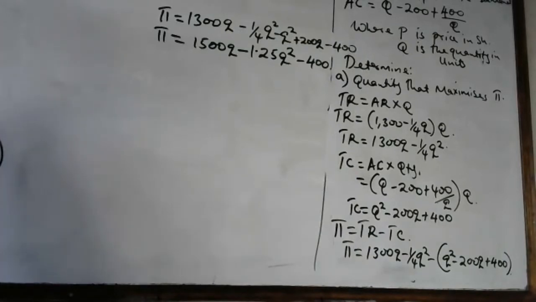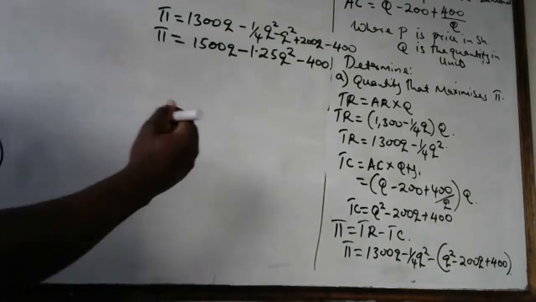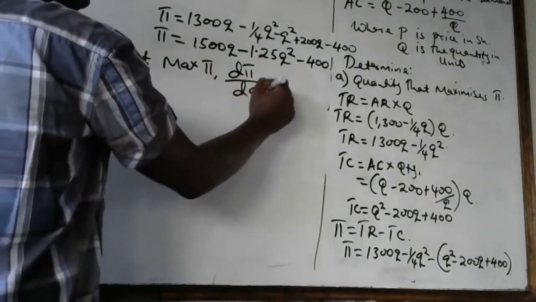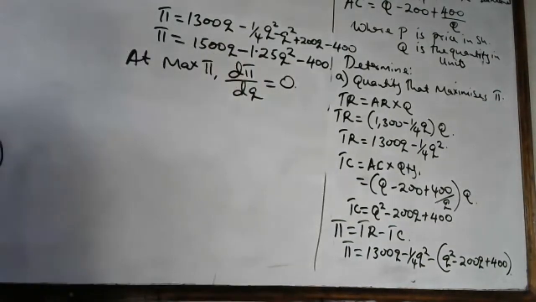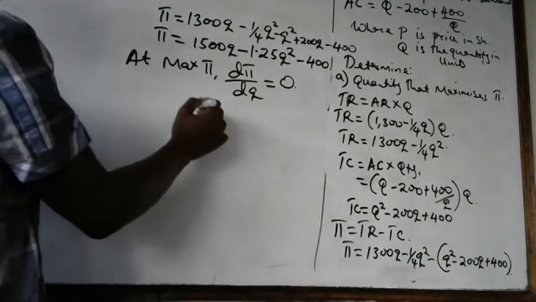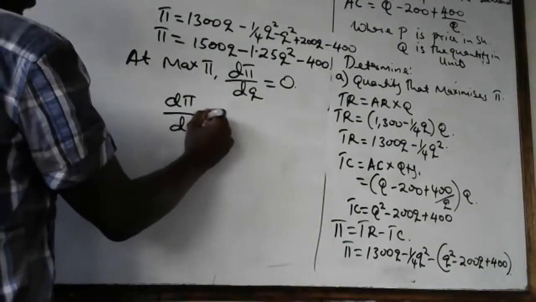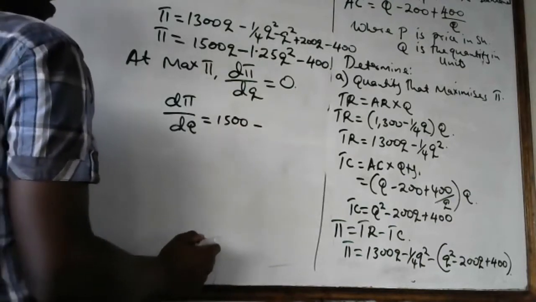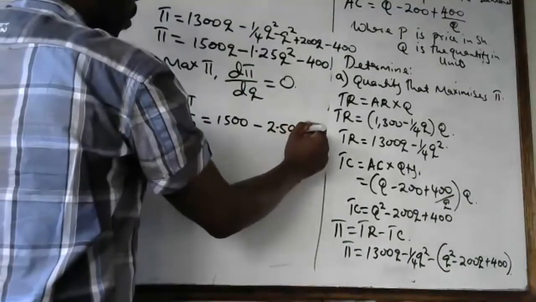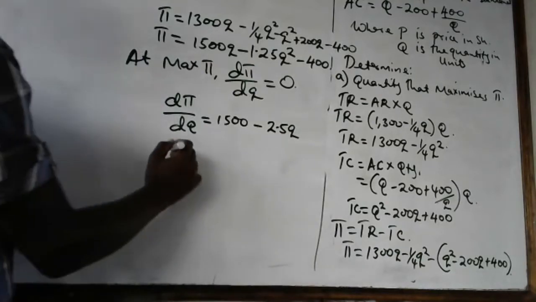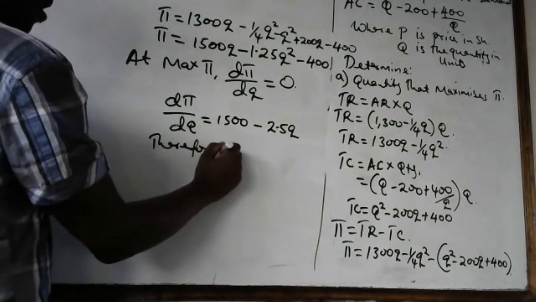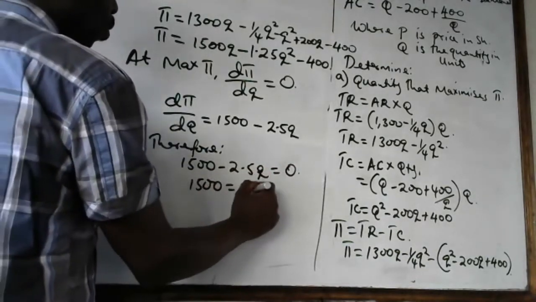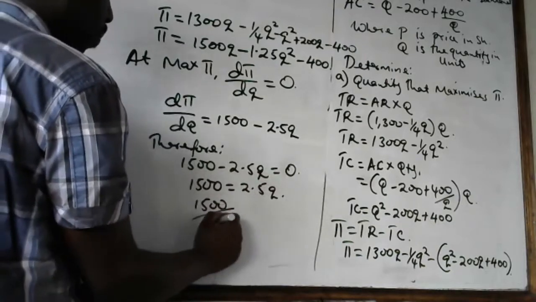Then from there, if the question is asking about the quantity that maximizes profit, then we know at maximum profit, change in profit over change in Q is equal to zero, or the derivative of profit must be equal to zero. Therefore, change in profit over change in Q is given by, we differentiate that, 1500 minus, I think that one would be 2.5 Q. Therefore, 1500 minus 2.5 Q should be equal to zero. 1500 is equal to 2.5 Q. 1500 over 2.5 should give us Q.